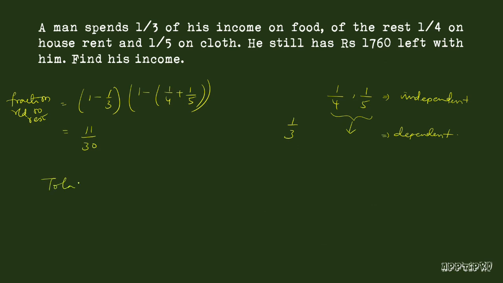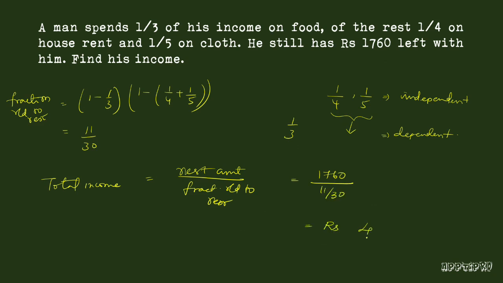So the total income is equal to the rest of the amount divided by the fraction related to rest. So 1760 divided by 11 by 30 gives rupees 4800. So his income is 4800 rupees.